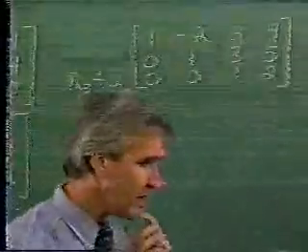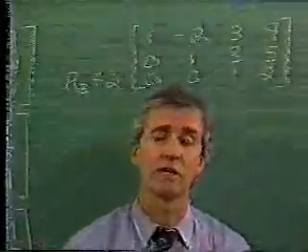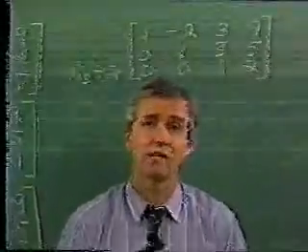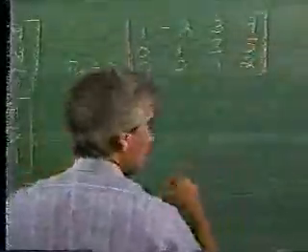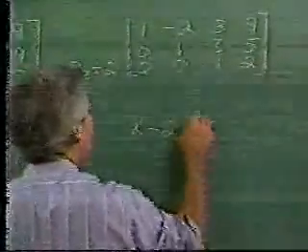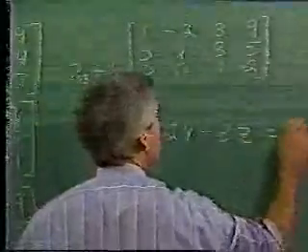Now, at this point, we can stop our matrix operations procedure, and we can go back and look at it as a system of equations. That is, this first row corresponds to 1x minus 2y plus 3z is equal to 9.